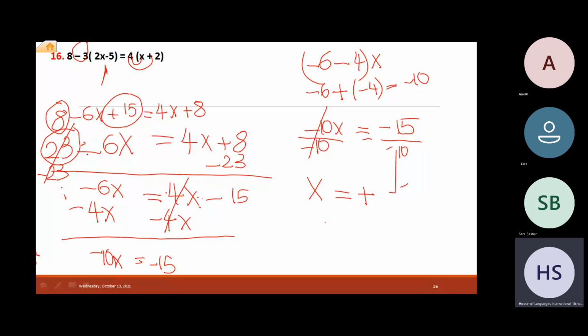We can do it in two ways. We can say it's 1.5 as a decimal, or we can simplify it. How will you simplify 15 over 10? What is the common number here? 5. It's divisible by both of them. 15 over 5 is 3, and 10 over 5 is 2. So what's the value of x now? 3 over 2. I did all of this to find the value of x.